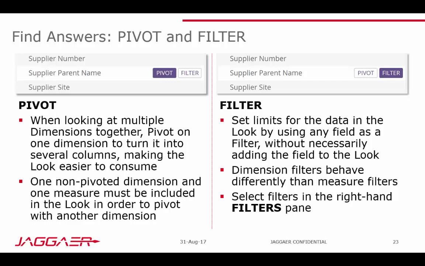And then the filter sets limits for the data in the look by using any field as a filter without necessarily adding the field to the look itself. So I can use year as a filter without showing the year in the visualization. Dimension filters behave a little bit differently than measure filters, so you'll want to keep an eye on that. You can select filters in the right-hand Filters pane. Filters can also be applied to dashboards as a whole, and I'll show you that when we get into the Editing Dashboards and Looks section a little bit later.